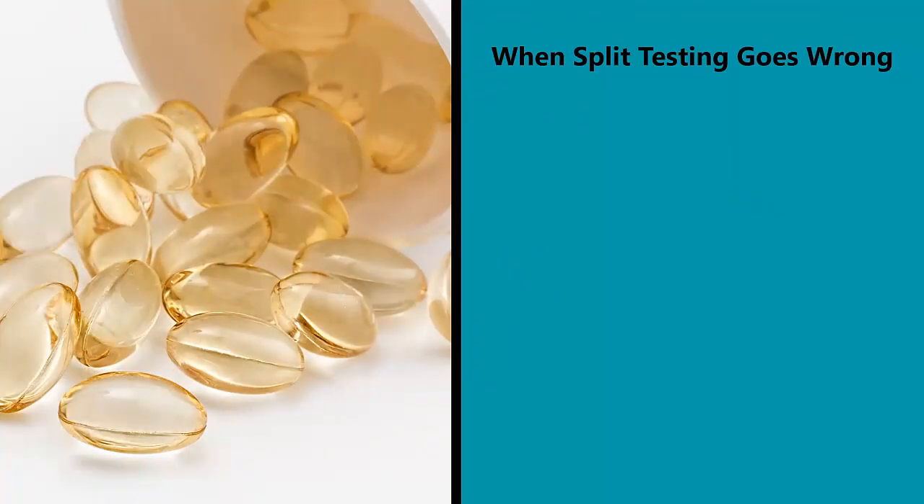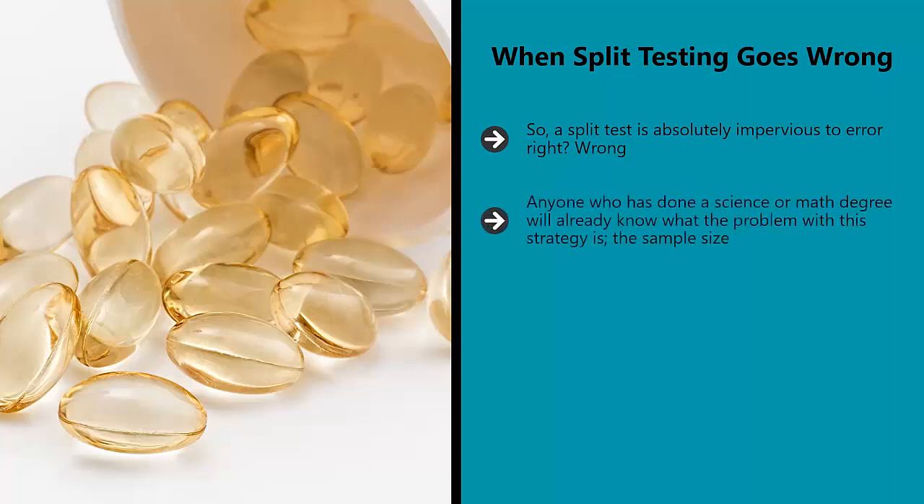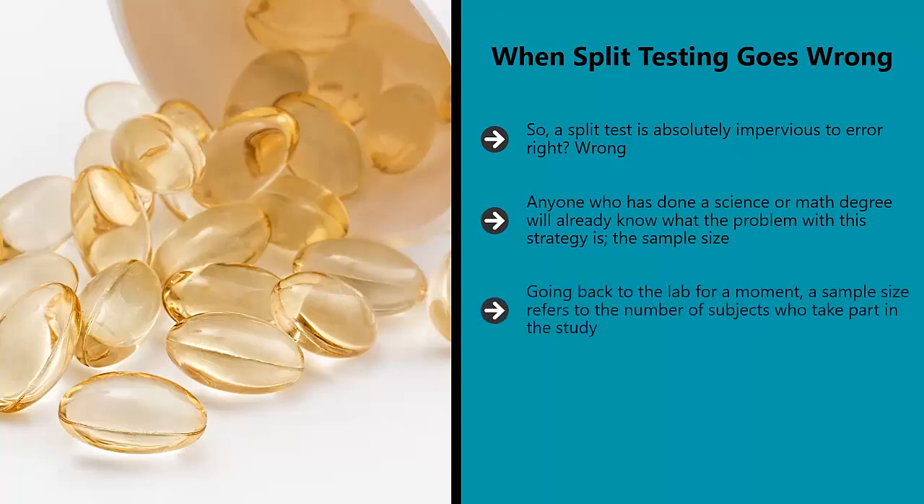When split testing goes wrong. So a split test is absolutely impervious to error, right? Wrong. Anyone who has done a science or math degree will already know what the problem with this strategy is: the sample size. Going back to the lab for a moment, a sample size refers to the number of subjects who take part in the study.